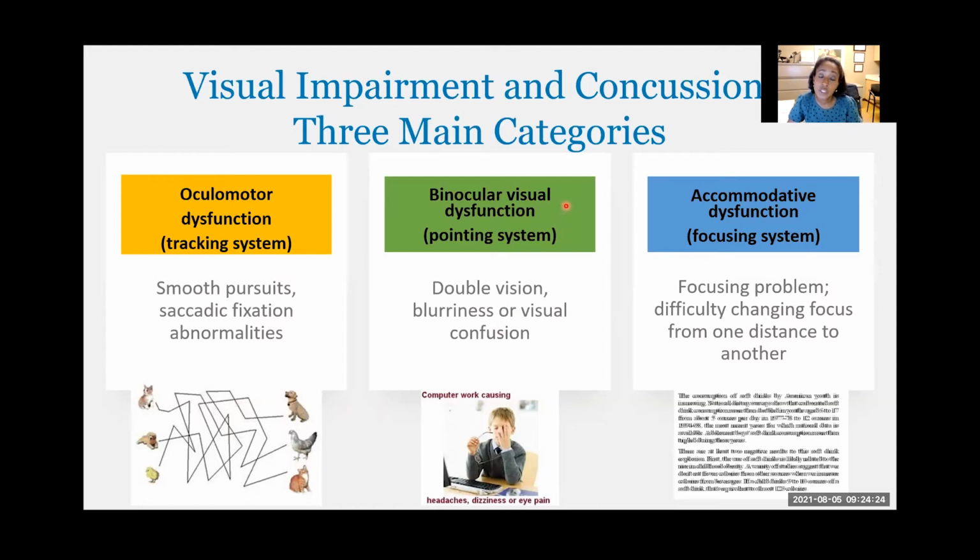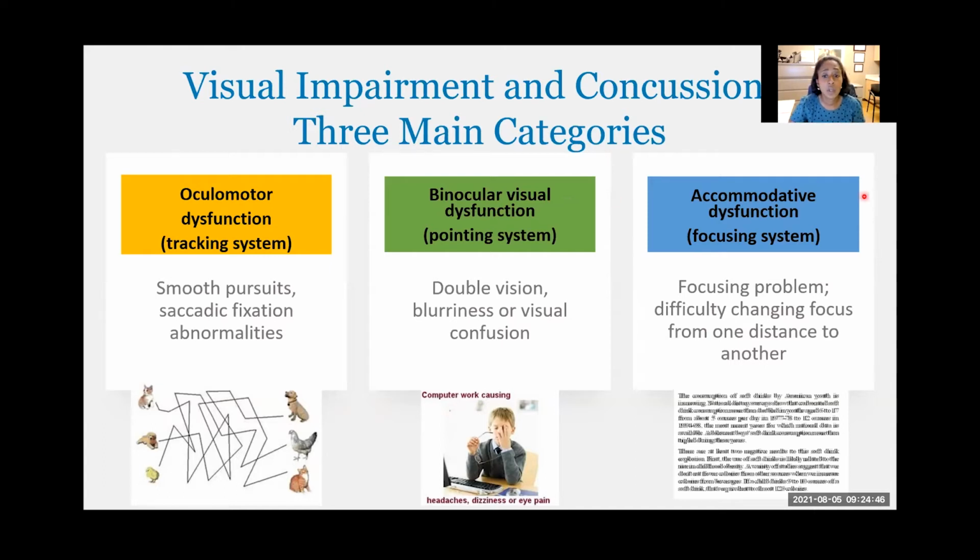Binocular vision dysfunction, so the pointing system, so how the eyes are teaming to converge or diverge together. People with these types of dysfunctions may complain of double vision, blurry vision, or just overall visual confusion. Working on the computer can cause headaches, dizziness, eye pain, etc.